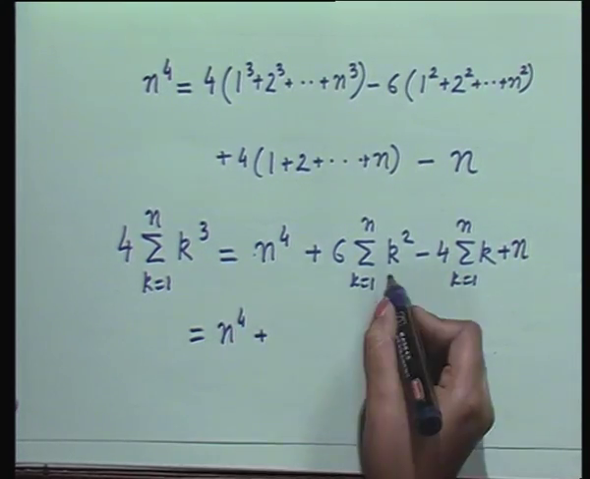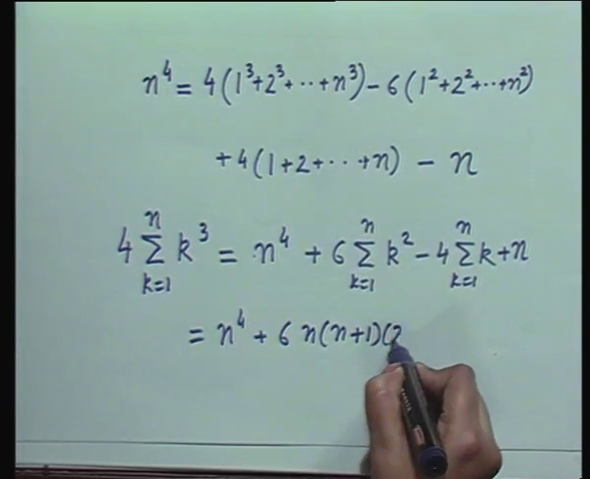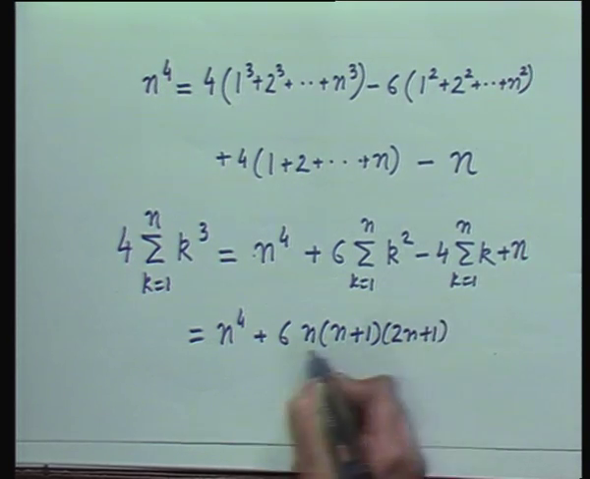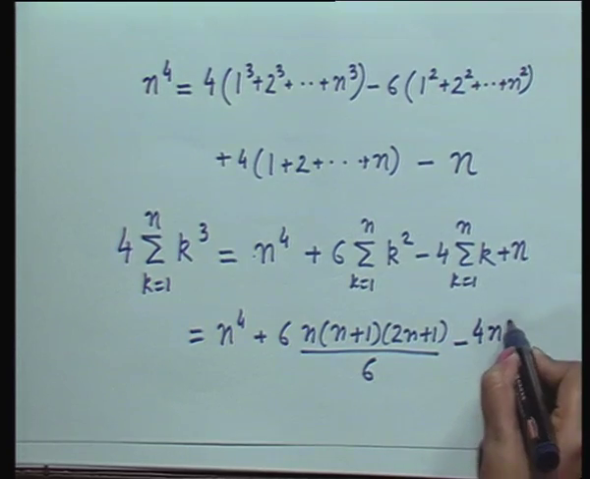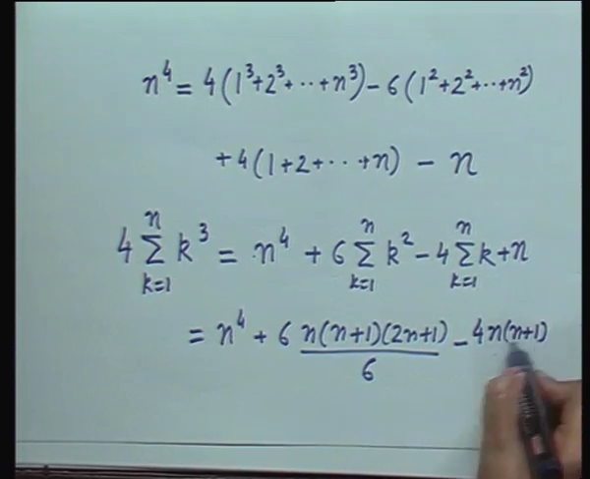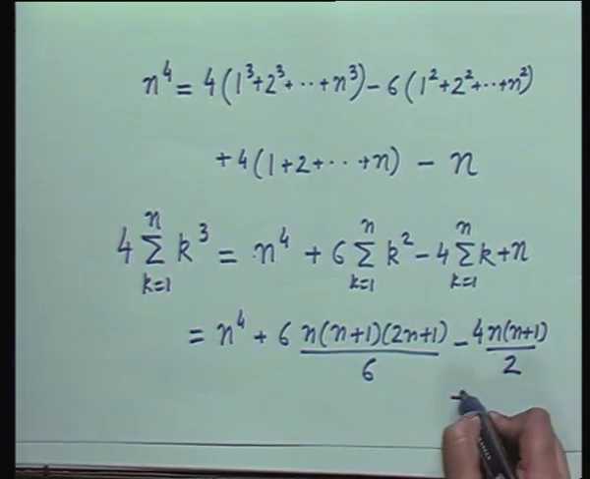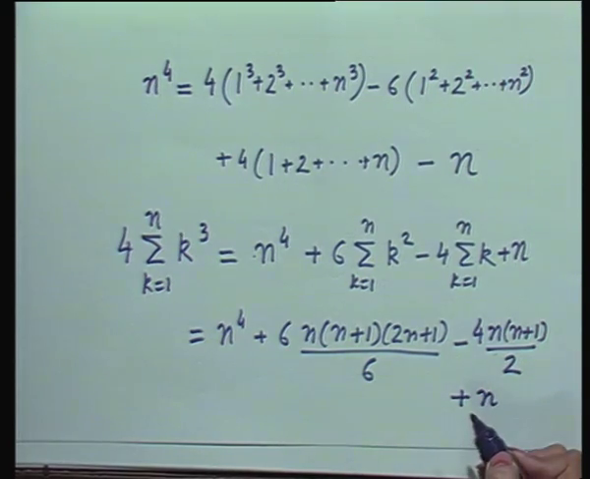Can you give us the result now here, Shipra? Yes, ma'am. Sigma k square was same as n into n plus 1 into 2n plus 1 by 6 minus 4 into n plus 1 by 2 and that n as it is.